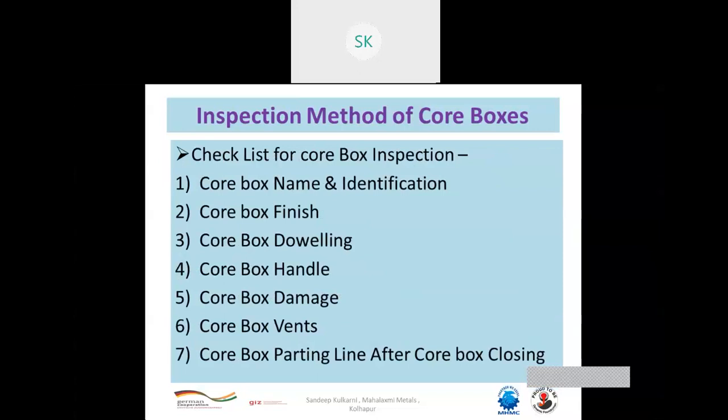So, the checklist for core box inspection. First is core box name and identification, which is important so that you can find it easily. There should not be a waste of time or a wrong core box taken for production. Then core box finish is very important. Core box doweling is important. Core box handle or mounting of the core box, in case of an automated core machine or core section, is important. Then core box damage is important. Core box vents are an important factor, and last but not least is the core box parting line after core box closing. These are the most important checklist points which we need to check during our core box inspection process.